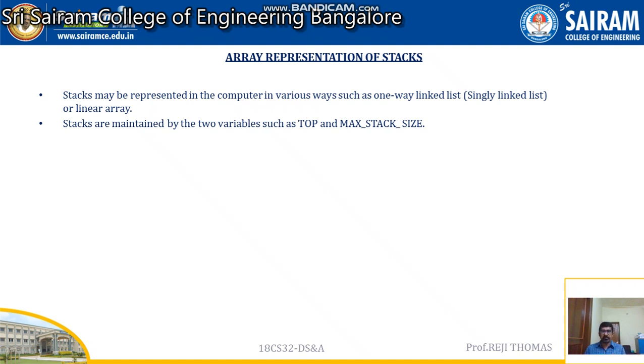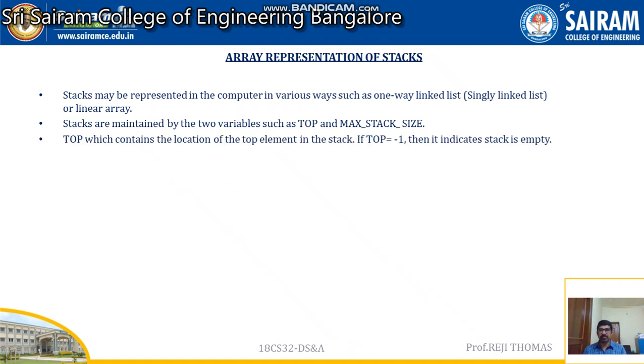And we take another variable called top. Top is normally a pointer, a variable which gets the address of the topmost element, pointing towards the topmost element in the stack. Initially we are going to initialize top equal to -1. If I say top is -1, it indicates we have a stack without any element, because we have taken an array to represent a stack.